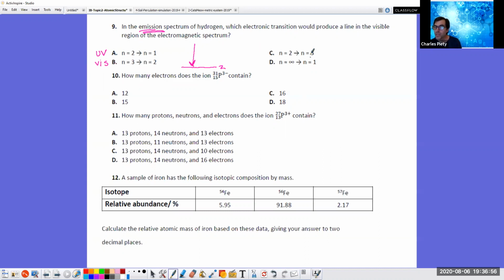This one would be absorption in the visible light. So this is absorption, not emission. And the key word there was emission. And this one would be ultraviolet, whatever it is, it'd be ultraviolet absorption.